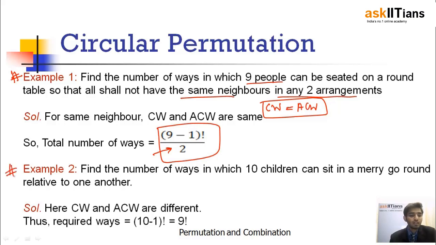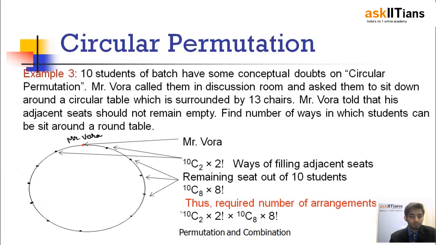But if my example is of this kind, find the number of ways in which 10 children can sit in a merry-go-round relative to each other. Here there is no case like the neighbor should not be the same, so we will not divide by 2. The total number of circular permutations will simply be given by (10 minus 1) factorial, which is equal to 9 factorial.